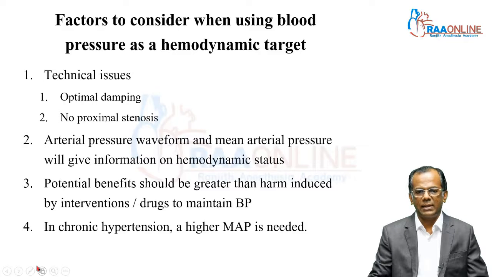The dampening should be optimal. You must understand that the arterial pressure waveform and mean arterial pressure will give you information on the hemodynamic status of the patient. But you must also realize that the intervention and the drugs to maintain blood pressure should cause more benefits than harm to the patient. And you have to understand the basic fact that in chronic hypertension, the cerebral autoregulation curve is shifted to the right and a higher mean arterial pressure is needed.